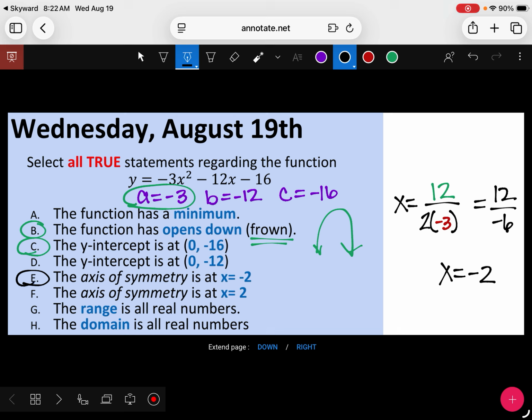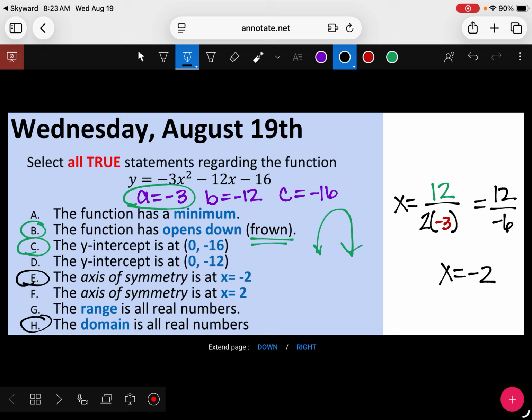All right, last but not least, which one is all real numbers, the domain or the range? Who says it's the range? Who says it's the domain? It is the domain. So if you selected B, C, E, and H, you selected the right answers.